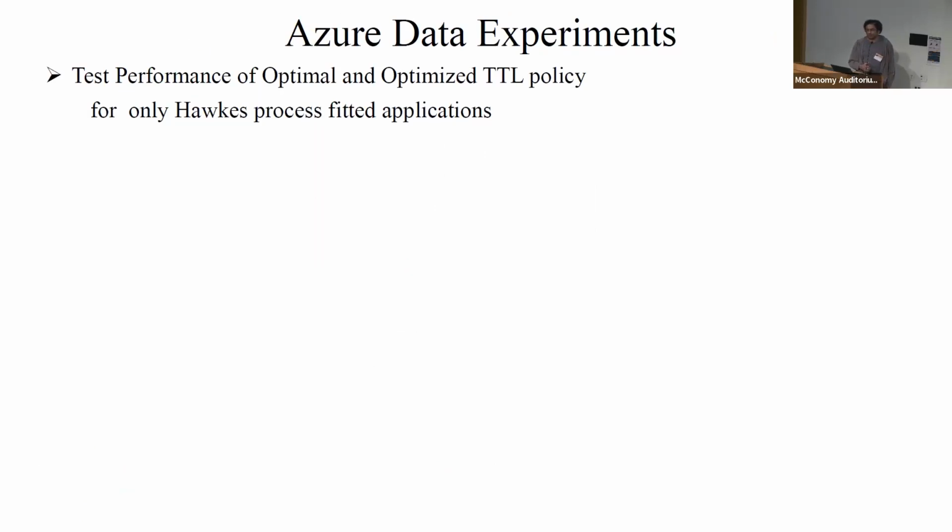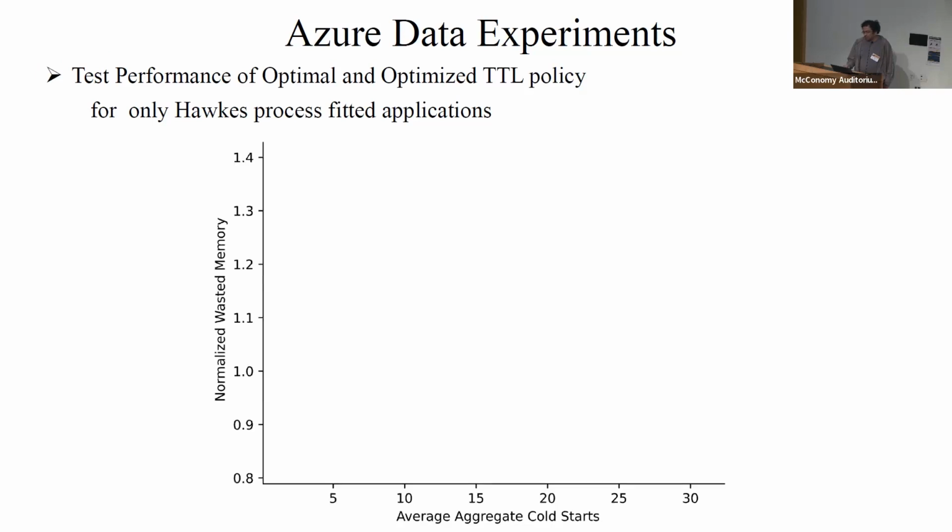So now that we have discussed all the designed policies, we evaluate the optimal policy and the optimized TTL policy against the fixed policy on an Azure data set. We use 2 evaluation metrics for evaluating these policies. The first evaluation metric is the average aggregate cold starts. This denotes the average number of cold starts per application. The second evaluation metric is the normalized wasted memory. This is the total wasted memory time normalized with respect to the total wasted memory time of a 10-minute keep-alive window.